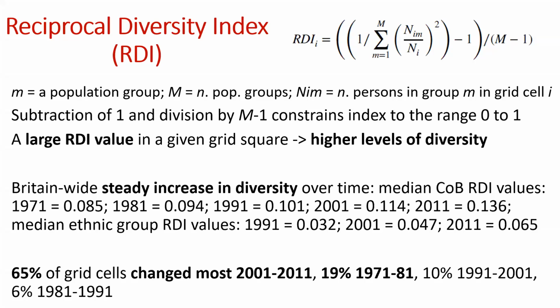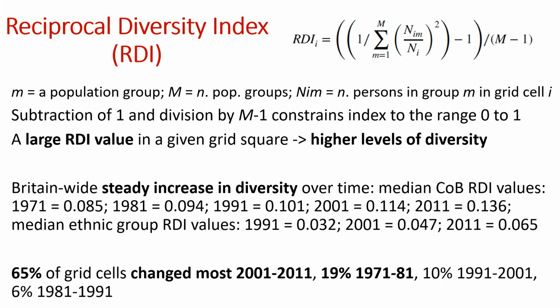So a relatively high RDI value can be taken as an indicator of greater intergroup mixing, because it represents the presence of several or more ethnic groups. And we can look at some interesting trends, even just looking at the median country of birth RDI values. You can see there, starting from a very low base in 1971 and increasing fairly markedly up to 2011. Now that's the median, so the values are still very small because we have so many rural areas with very low levels of ethnic diversity, of course.